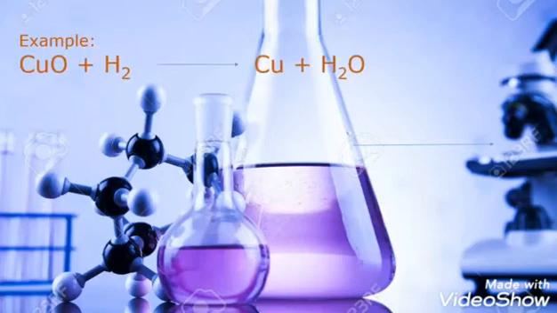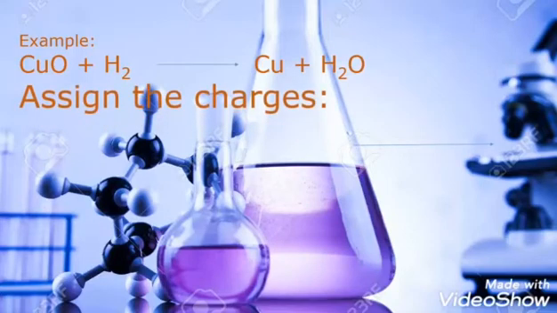Let's have our first equation. For example, you are given the equation copper 2 oxide plus hydrogen gas to give you copper plus water. First step, you need to check if the equation is balanced. In this case, the given equation is already balanced, so we can proceed to step number 2.